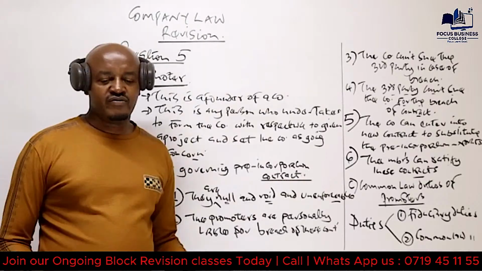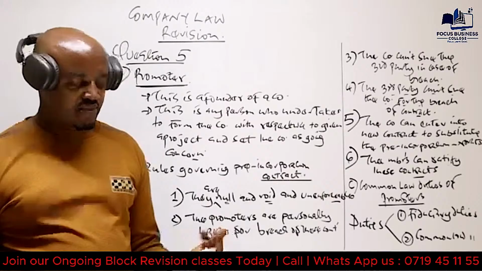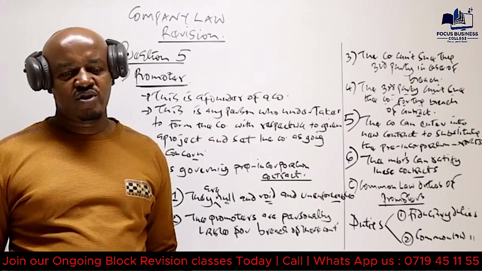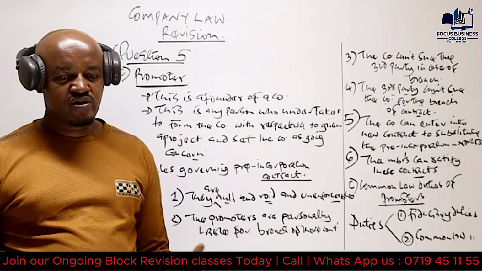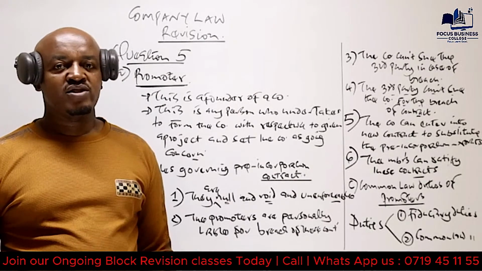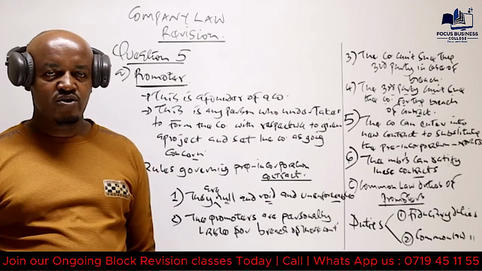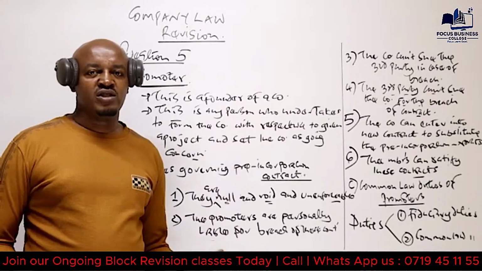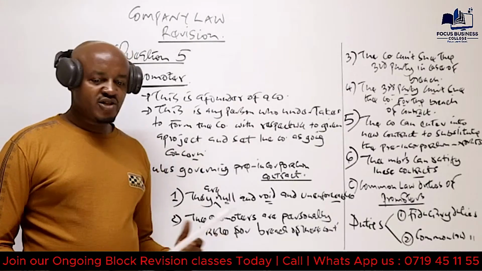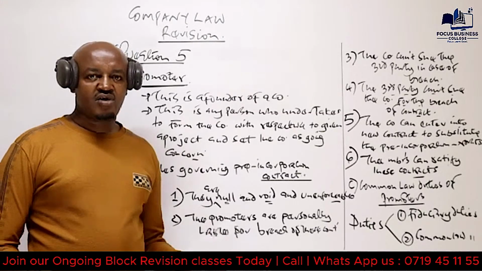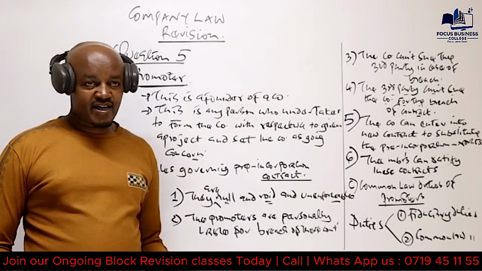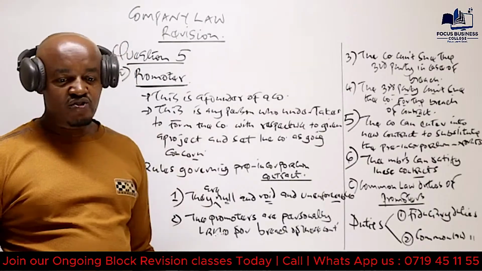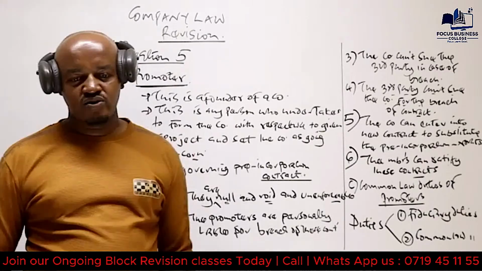In this case, we said that the promoters are expected to disclose 2 things. One is any secret profit. If you make a profit as a promoter, make sure you disclose that. Number 2, the promoters are also expected to disclose any personal interest. If, for example, you have some personal interest in a contract you are entering into on the company's behalf as a promoter, you need to disclose that to the other promoters. And finally, number 3, we talked about the duty to act bona fide.